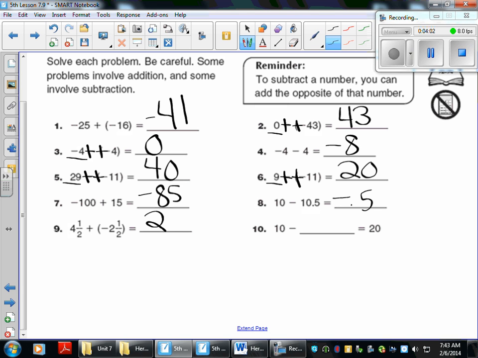And lastly, 10. I have 10 minus what number will give me 20? Mr. Riller, you can't get 10 minus something to get 20. Well, if we remember leave, add, change, we can. I'm going to try negative 10 in here.